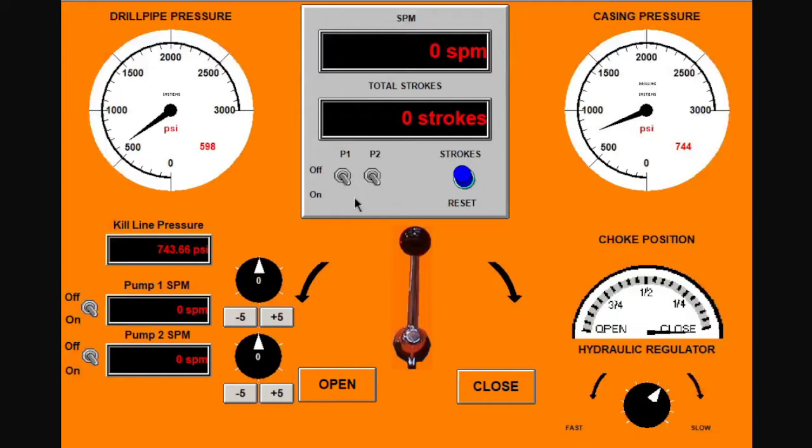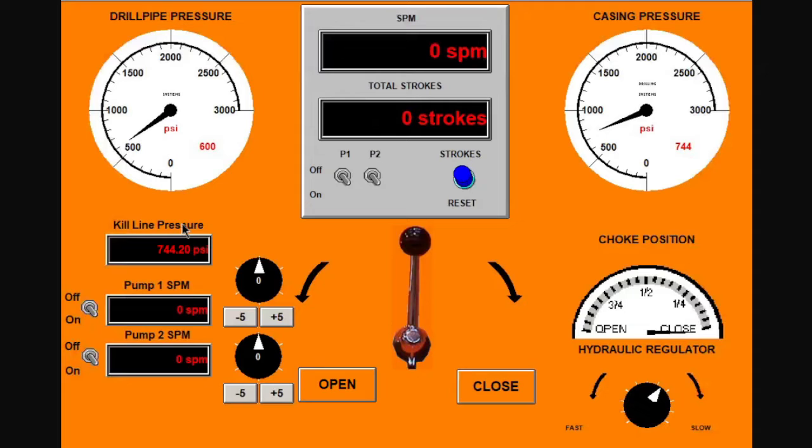Startup procedure on a subsea stack BOP. Shut-in drill pipe 600 psi, shut-in casing 745, and kill line pressure is also 745, which means we have consistent fluid inside the kill line as well as the choke line.